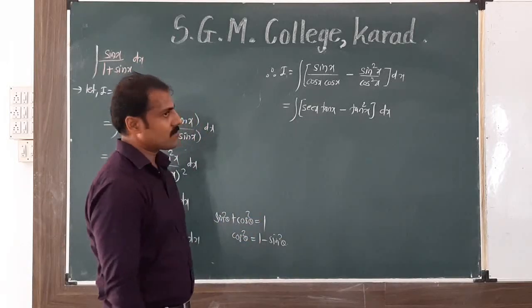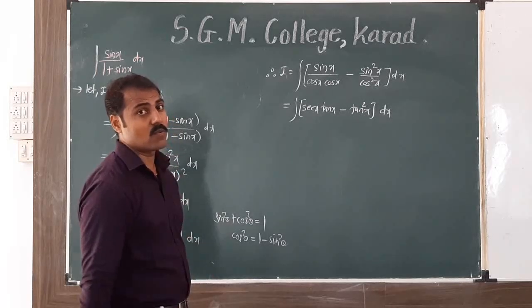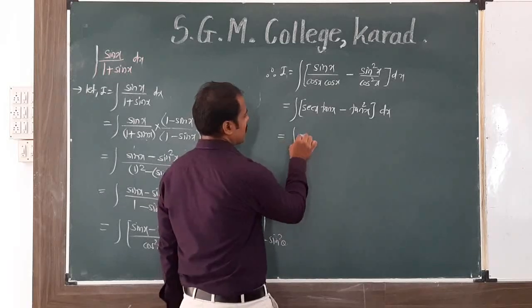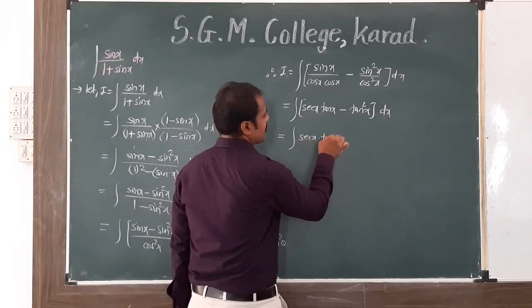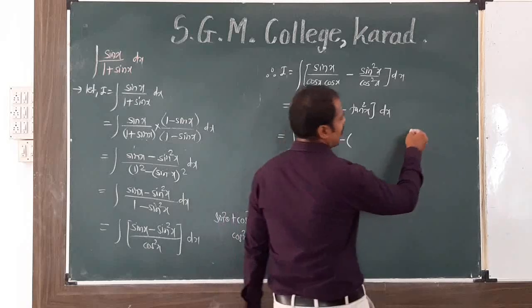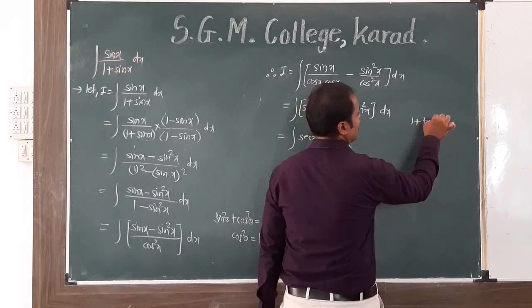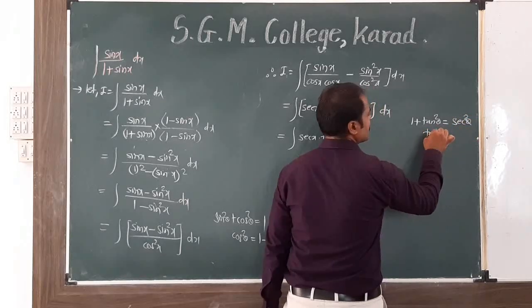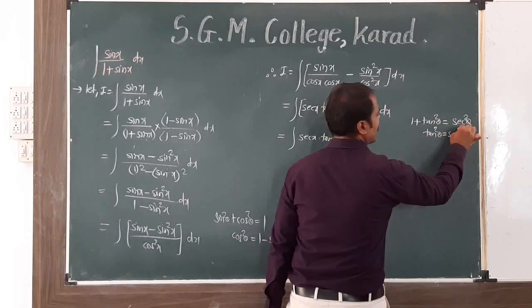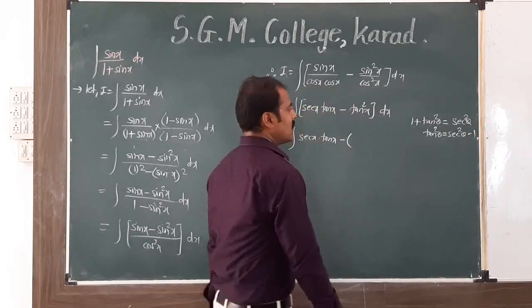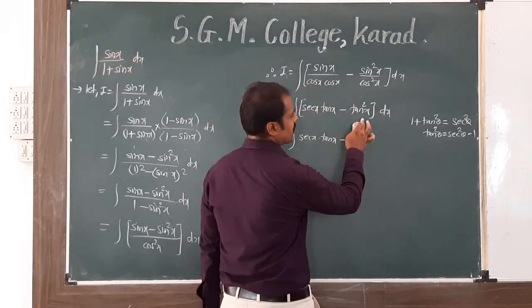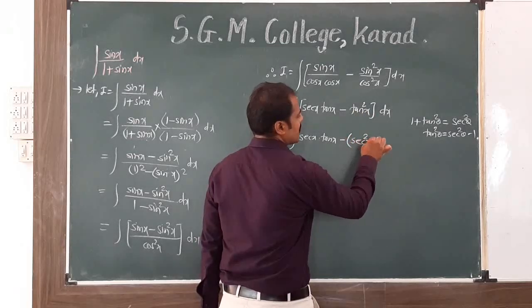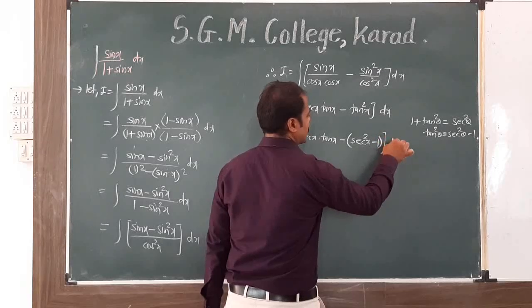For tan square x, we use the fundamental identity, which is equal to integration of sec x into tan x minus. The fundamental identity is what? 1 plus tan square theta is equal to sec square theta. So tan square theta is equal to what? Sec square theta minus 1. So I can write tan square x as sec square x minus 1 dx.